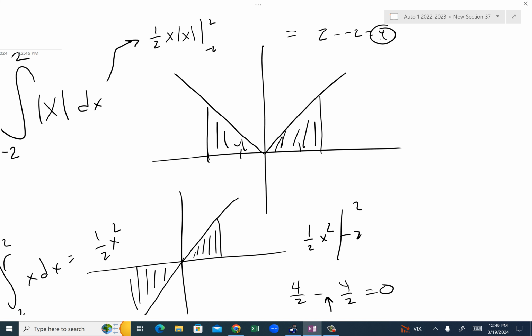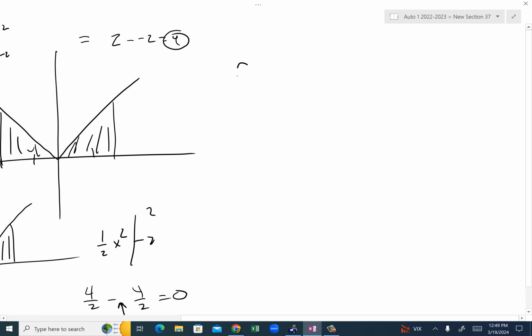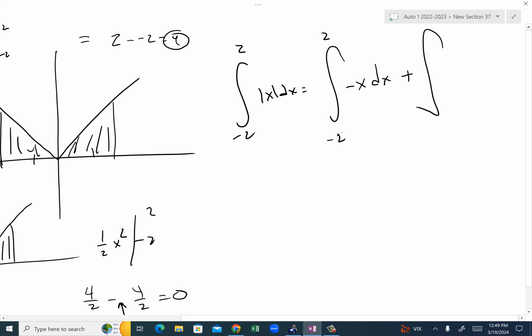Absolute values, I remember the first time I ever saw one of those, it used to freak me out. It just kind of weirded me out. But it's not hard, because you can also do this as a piecewise function. True that? You could have also done this. This is equivalent to saying from -2 to 0 of negative x plus 0 to 2 of x dx, right?